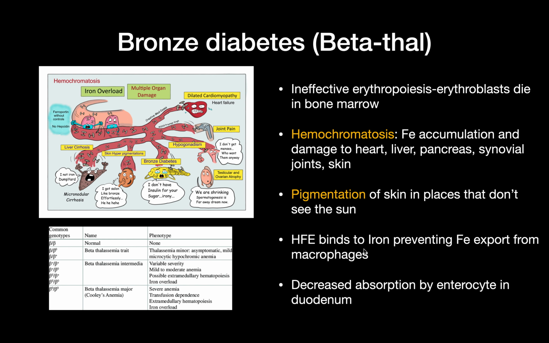HFE is going to bind to the iron, and that's going to prevent the iron export from the macrophages. And there is going to be decreased absorption by the enterocytes in the duodenum anyway, so all of that is going to be just so much iron overload. Affecting the pancreas, there's not going to be any insulin.